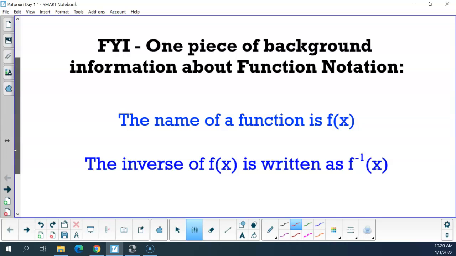So that's what we're going to do. We're going to first figure out how to find inverses. And then we're going to figure out how to prove that two functions are inverses. Okay?